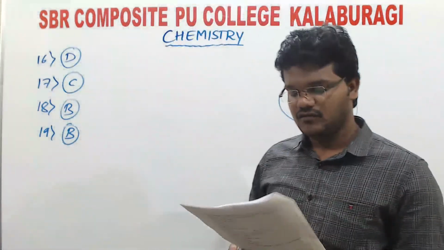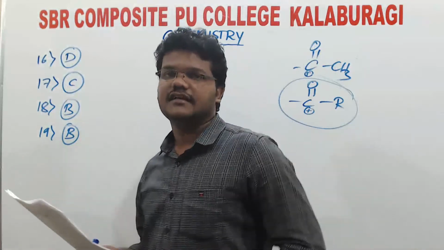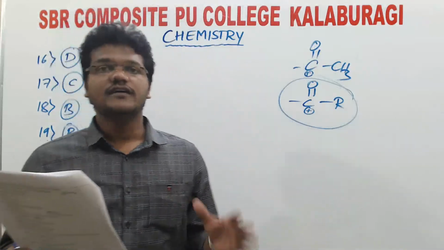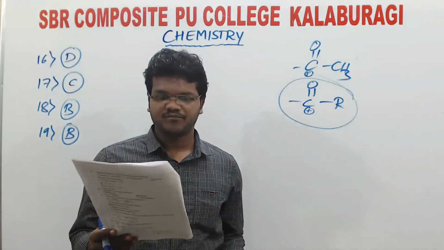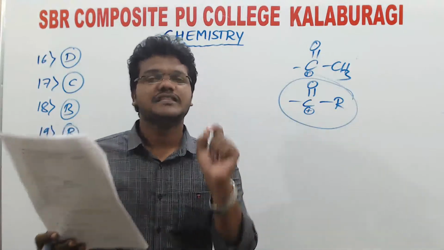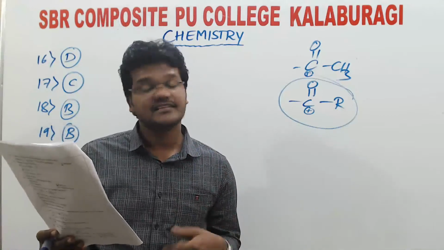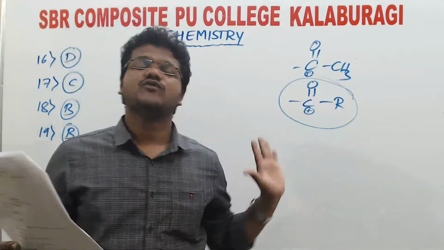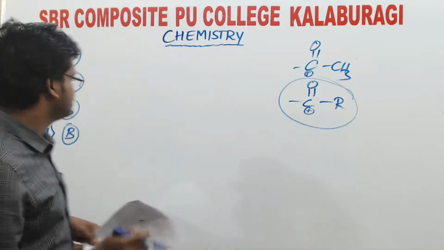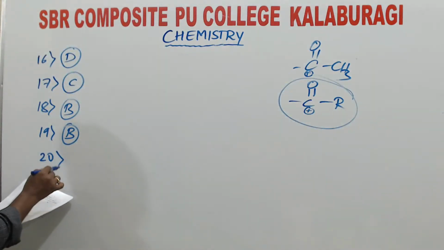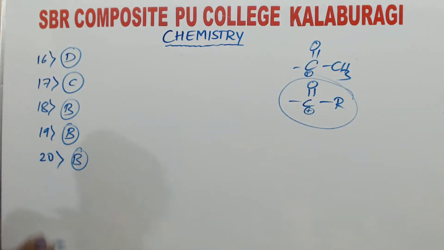Correct? Let's move to the 20th. Again, the 20th is based on what? Friedel-Crafts alkylation. Benzene is made to react with methyl chloride, an alkyl chloride, in presence of AlCl3. Obviously, you are supposed to get what? Toluene. That is direct. So the 20th is my option number B.